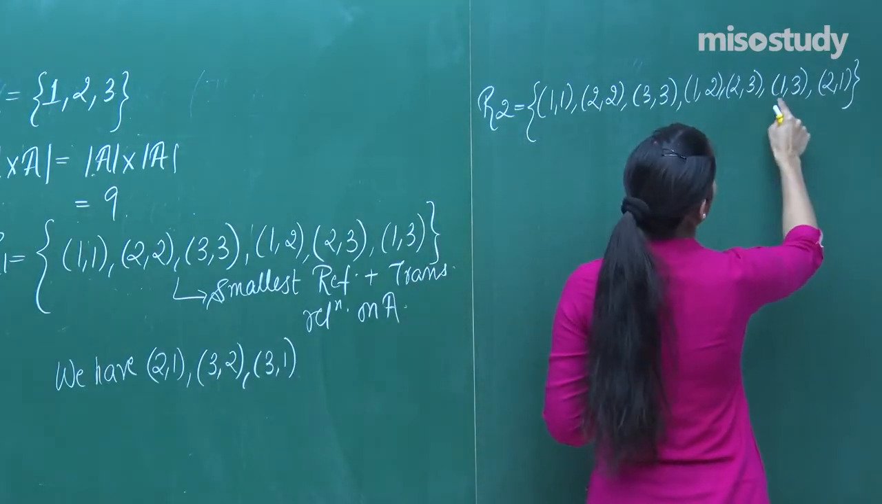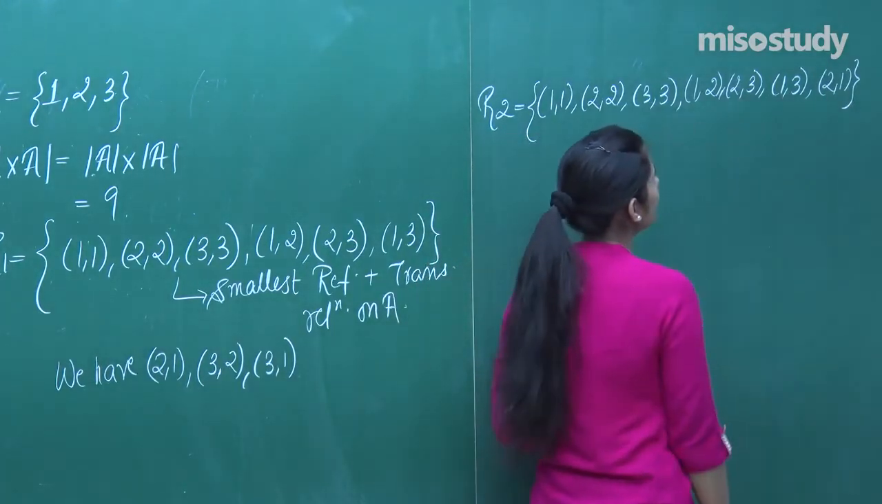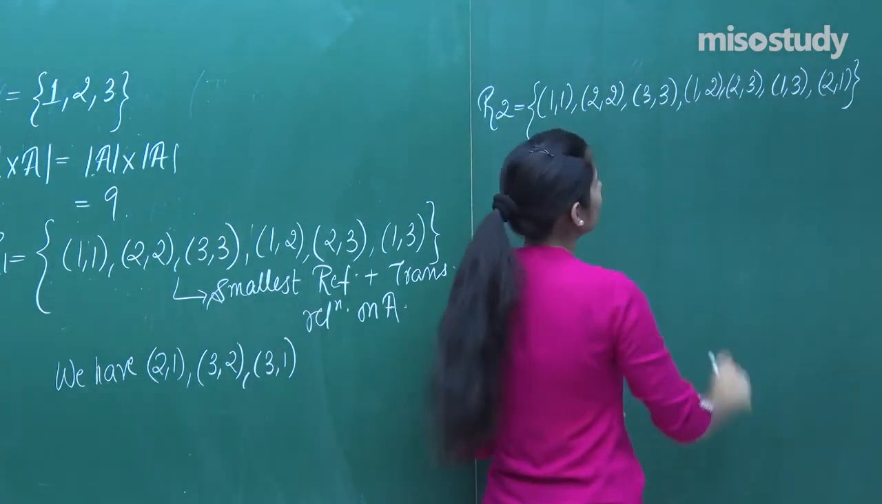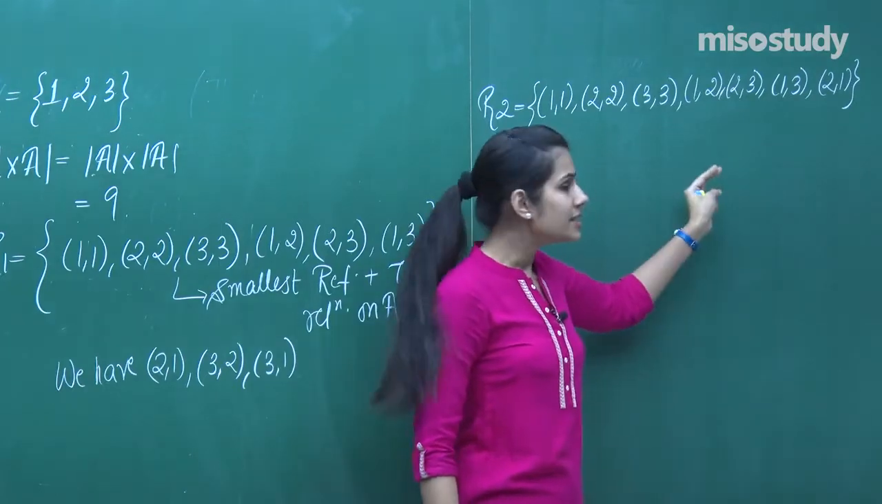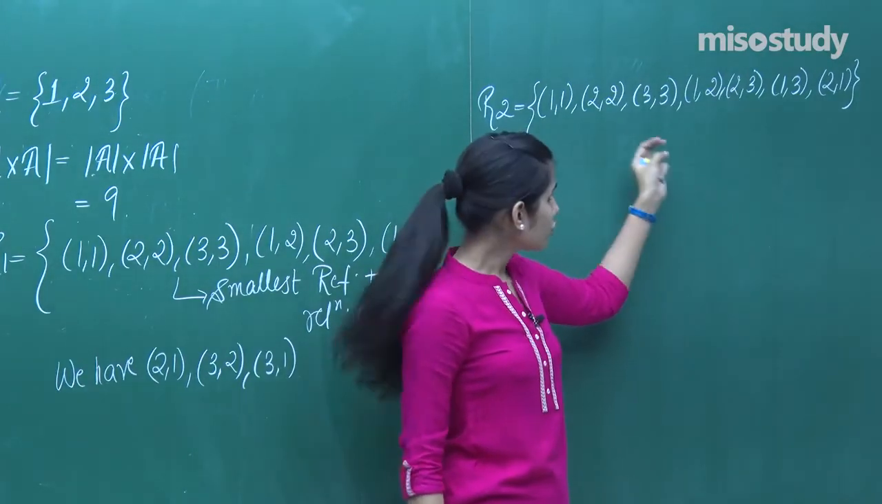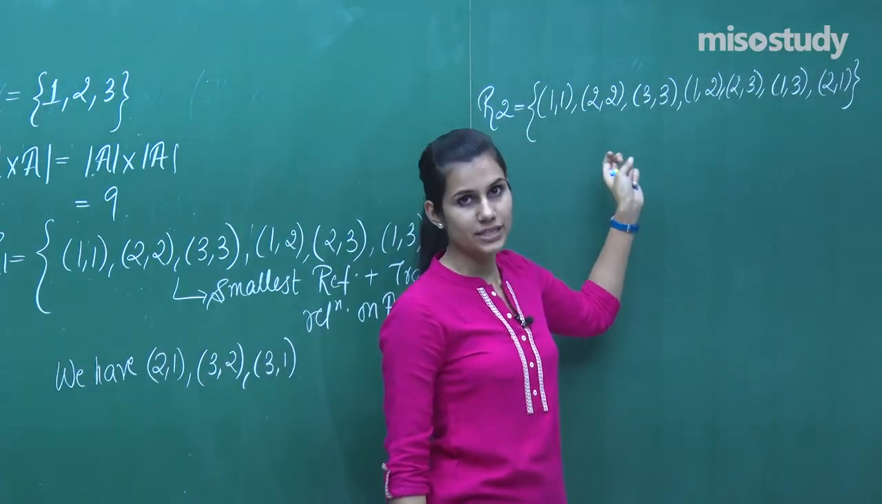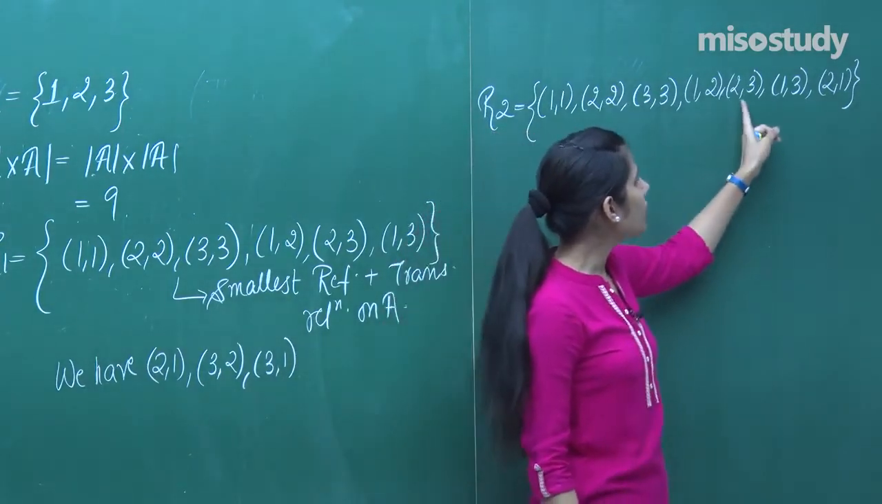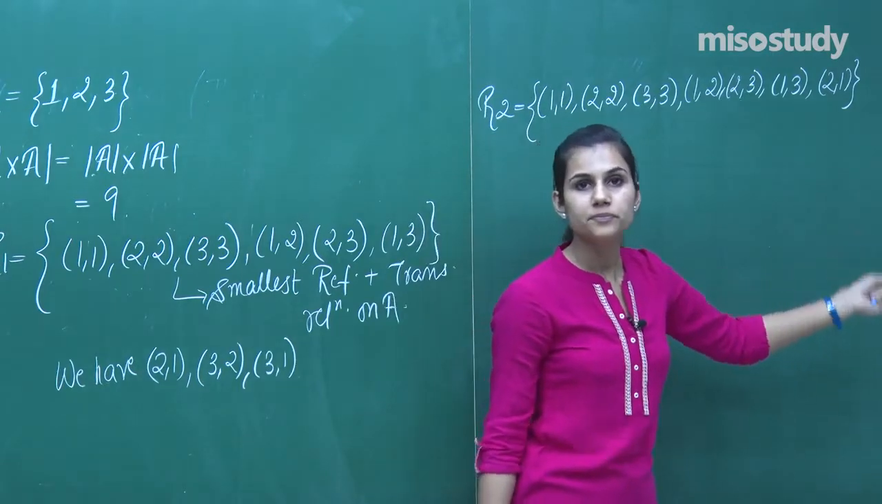(2, 1), (1, 3) gives you (2, 3). Then you have (1, 2), (2, 1) gives you (1, 1). So every time transitivity is being satisfied. So this is one more reflexive plus transitive relation on A, which is not symmetric. Why? Because (2, 3) is here, (3, 2) is not here.